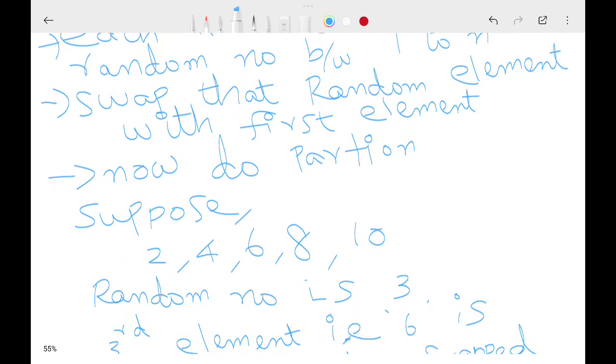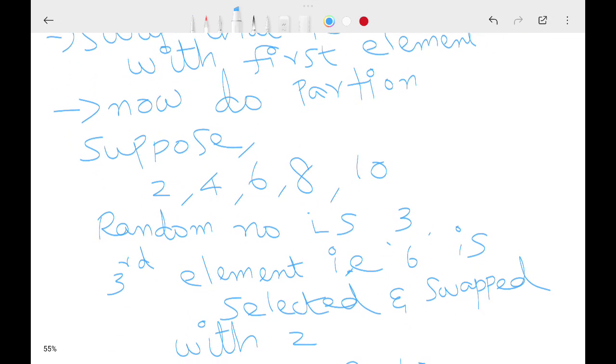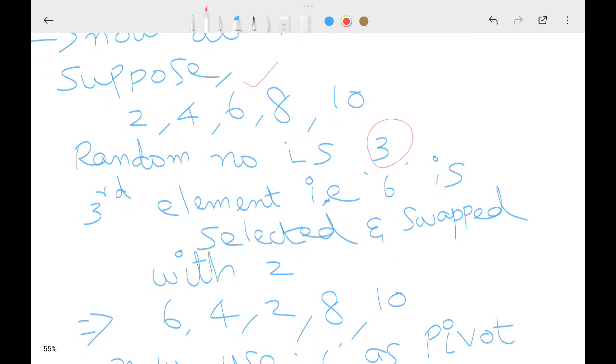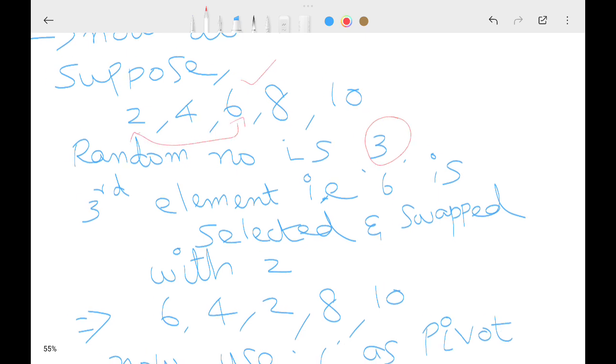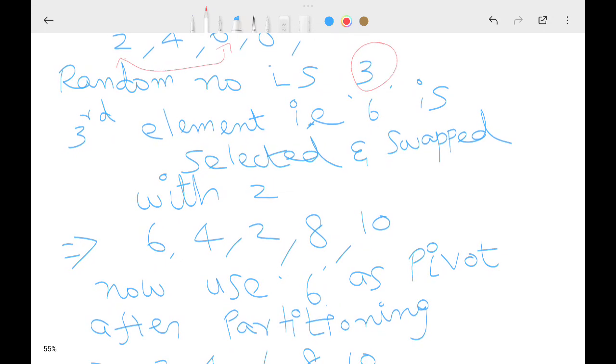Suppose for the same example, 2 4 6 8 10, the size of the array is 5, so initially it will generate a random element between 1 to 5. Suppose the random element generated is 3. So now the third element in the input is 6. So the 6 is swapped with the 2. 6 and 2 are swapped. So now the input changes to 6 4 2 8 10.